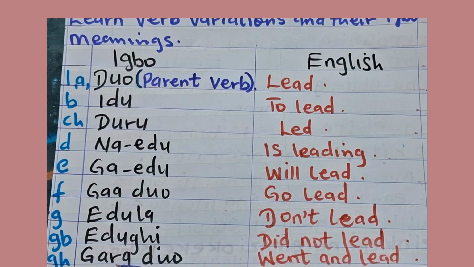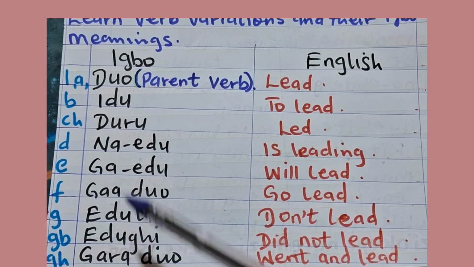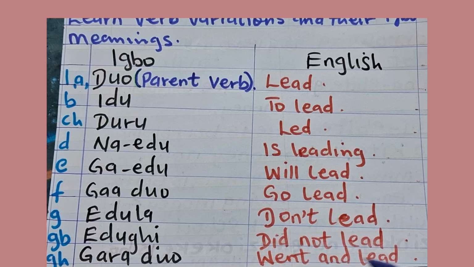Number 9, garaduo, went and lead. Gara here is our prefix. So we add it to this duo. It becomes garaduo, went and lead.